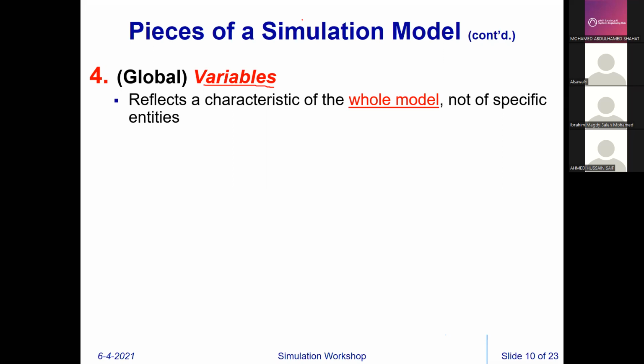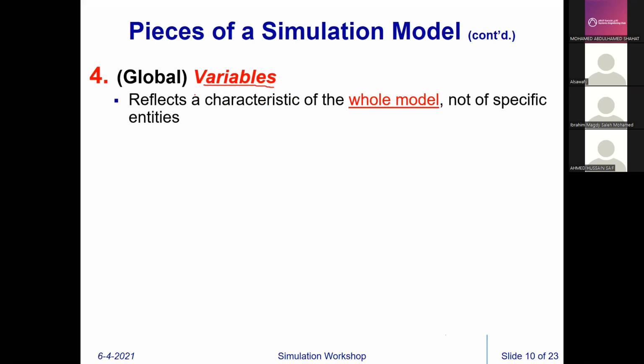So the number inside the bank is a variable affected by events. Let's say the status of the server, is he busy or idle? So it's variable as well. If we don't have entities, the status will be idle. If we have entities in the queue, the status will be busy.